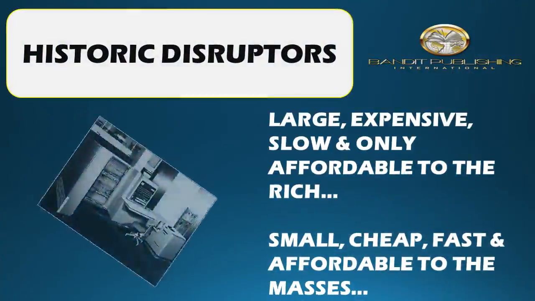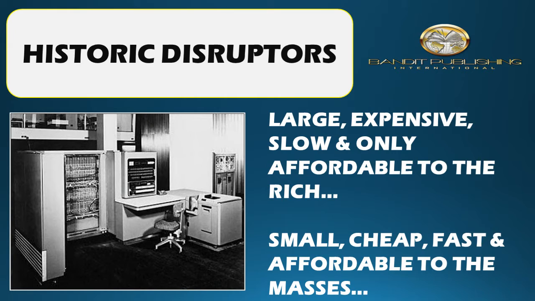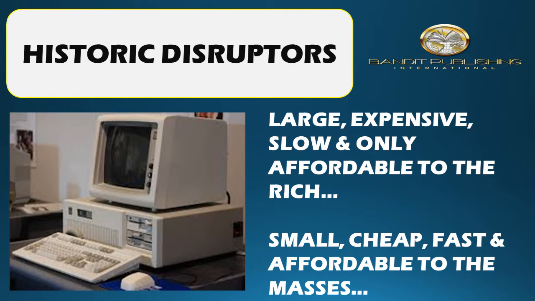So again, just to make sure we're clear, the historic disruptors are large, expensive, slow, and only affordable to the rich. Like the first computers: big, they took up a whole room, expensive. Only the wealthy companies could afford them. And they were slow. It took one whole day for this big machine to do its work.